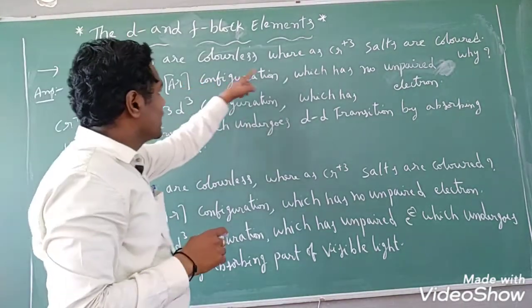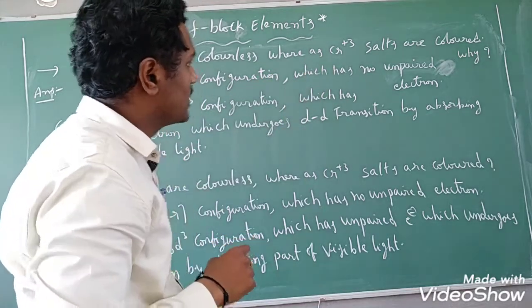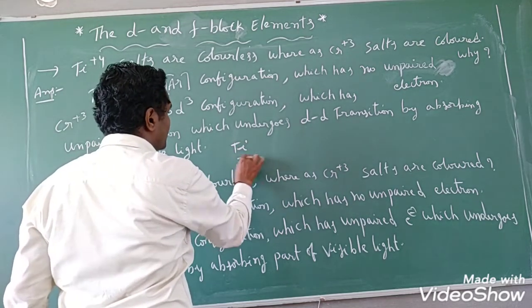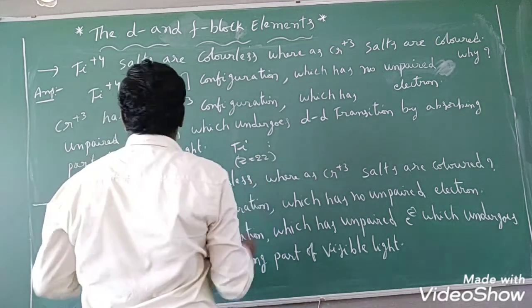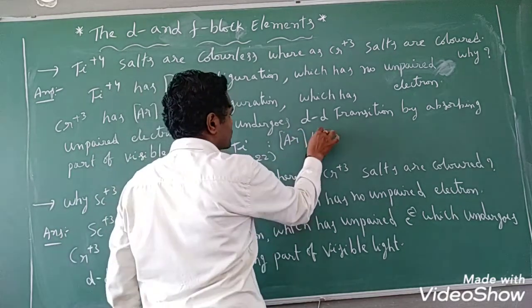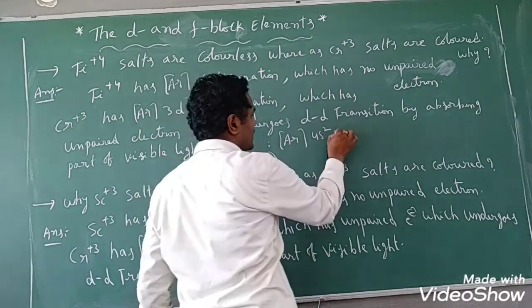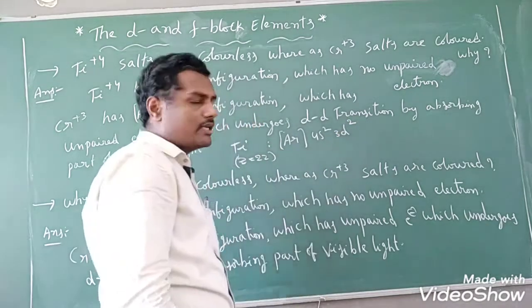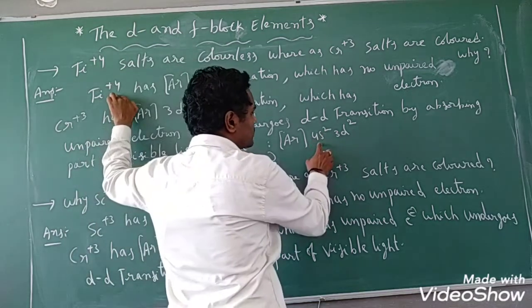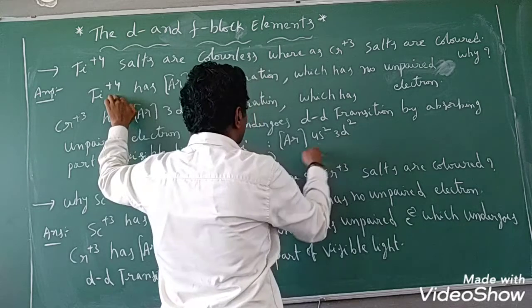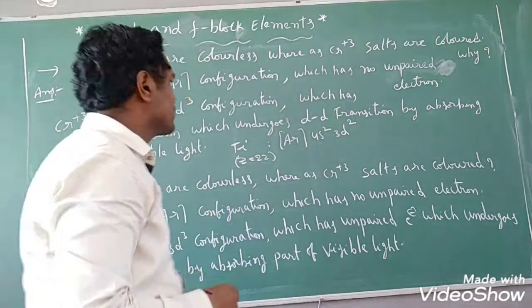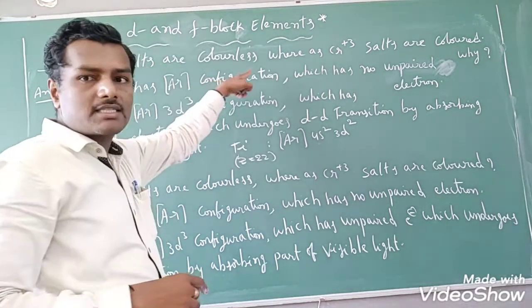Let us see the next question. Titanium +4 salts are colorless, whereas Cr+3 salts are colored. Why? See that if you observe, the atomic number of titanium is 22. What is the electronic configuration of titanium? Argon 4s2 3d2, total 20 plus 2 more electrons entering the next higher energy level, that is 3d2, right? So for the +4 configuration, if it loses 4 electrons, 2 electrons from the 4s subshell and 2 electrons from the 3d subshell, you see that it will attain argon configuration, which has no unpaired electrons. So because of that reason, titanium +4 salts are colorless.